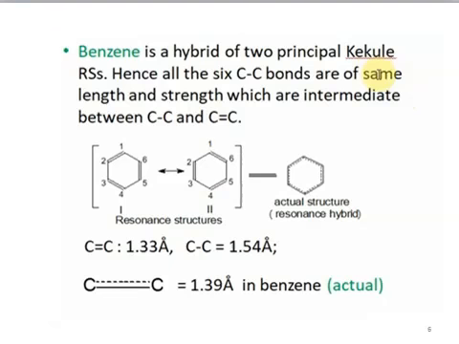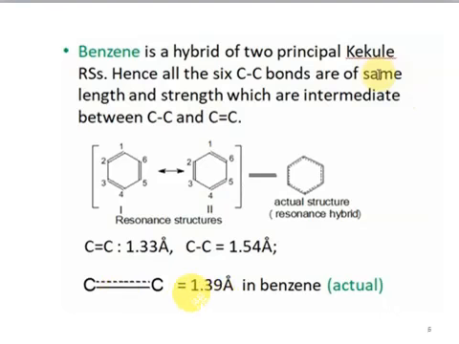So if you calculate the carbon-carbon bond length, right? The carbon-carbon double bond length for a typical molecule is 1.33 angstrom, and in case you have a carbon-carbon single bond, then the bond length is 1.54 angstrom. But in case of benzene, all of these 6 carbon-carbon bonds are equal to 1.39 angstrom, right?